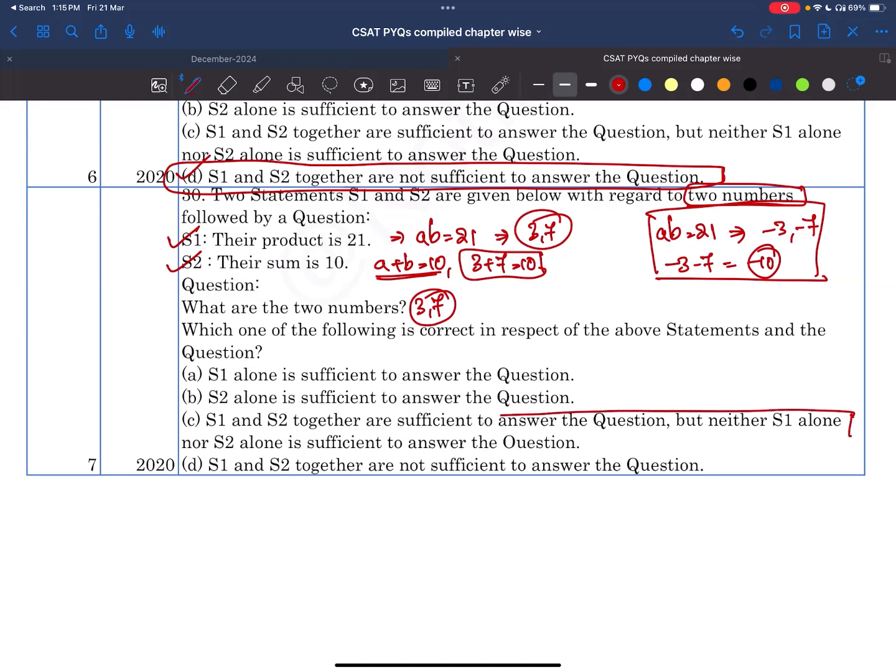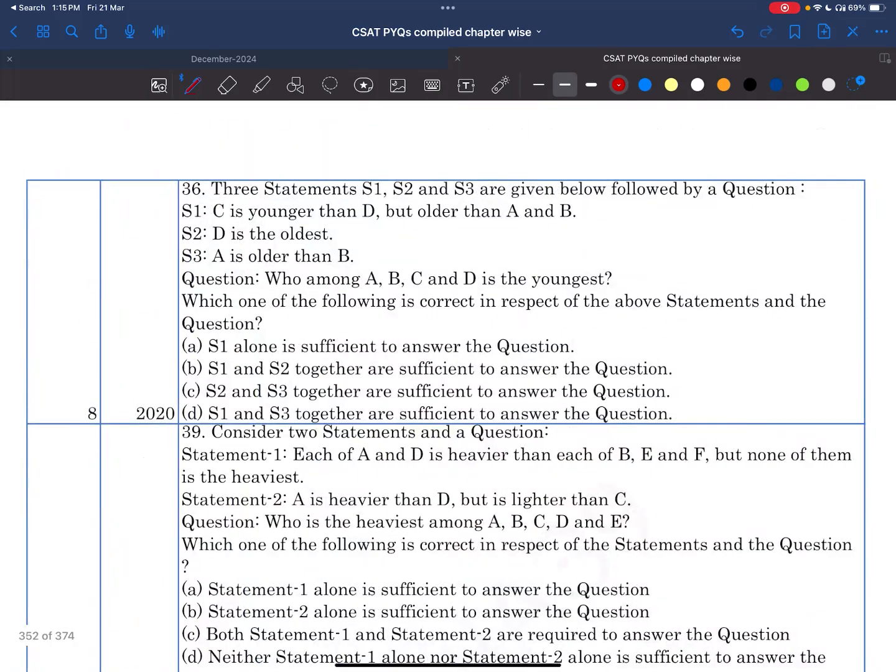Let's see here. Right? Now, let's go to the next question. Three statements S1, S2 and S3 are given below, followed by a question. C is younger than D, but older than A and B. Statement number 1. Now, D is the oldest. Okay. D is oldest. We are able to see here.